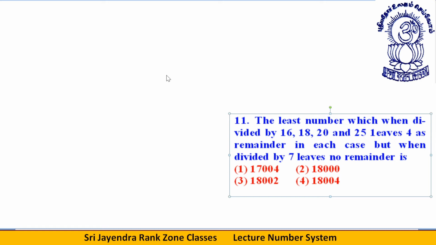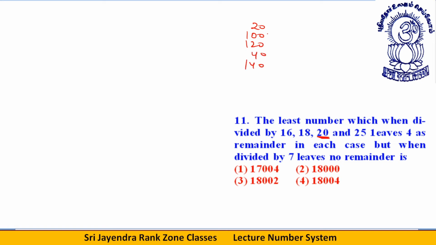The least number which when divided by 16, 18, 20 or 25 leaves 4 as remainder in each case, but when divided by 7 leaves no remainder. We have to find a number which when divided by, first of all, let's say 20, will leave a remainder 4. If any number is divisible by 20, what are the numbers? 100, 120, 40, 140. Every number ends with a 0. If you add 4 to it, it will become 124, 104, 144. Okay, these are the numbers which are divisible by 20 but leave 4 as remainder.